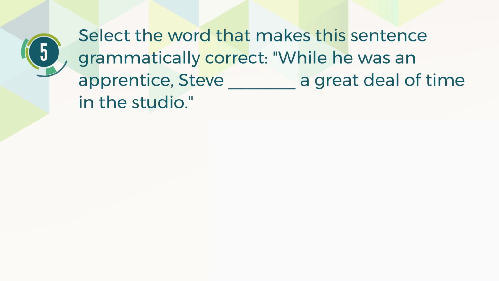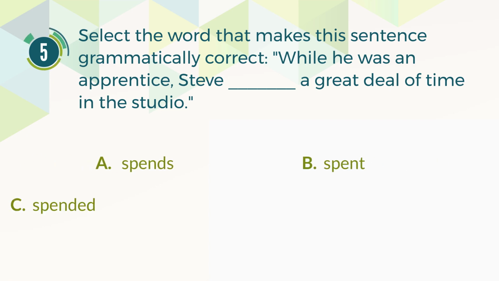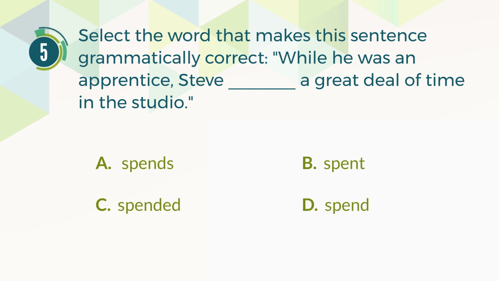Number 5. Select the word that makes this sentence grammatically correct. While he was an apprentice, Steve ... a great deal of time in the studio. A. Spends. B. Spent. C. Spended. D. Spend. The answer is B. Spent.